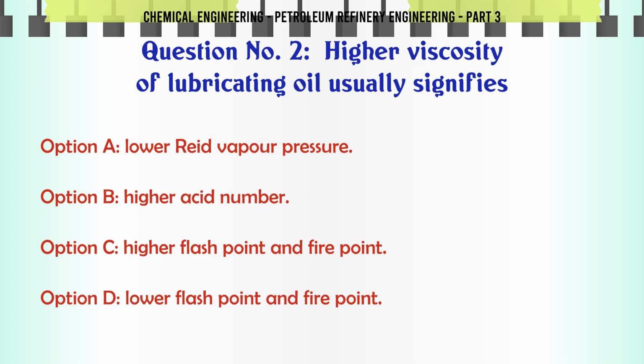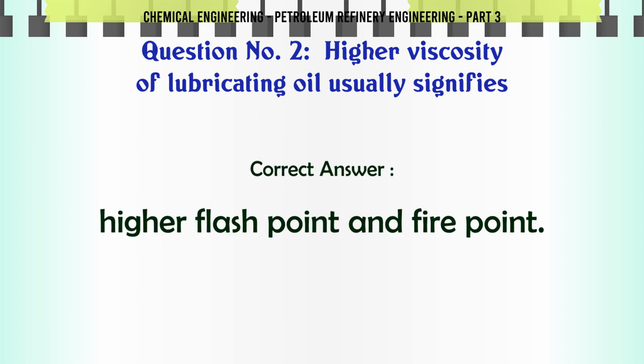Higher viscosity of lubricating oil usually signifies A. Lower Reid vapor pressure. B. Higher acid number. C. Higher flash point and fire point. D. Lower flash point and fire point. The correct answer is higher flash point and fire point.